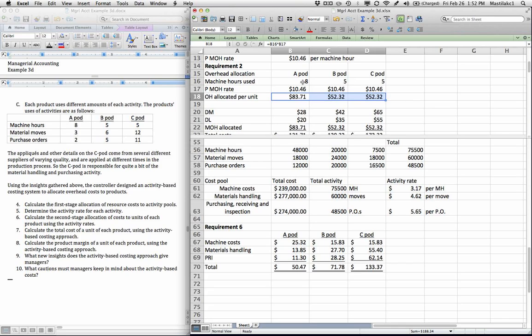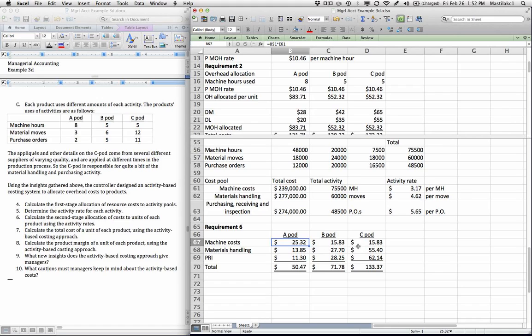Now what this method assumed is that all the overhead costs, which are all being allocated the same way, were used or consumed or dedicated to these 3 products in the same proportion that the machine hours were. And so this approach didn't allow the C pod to be considered more expensive because of the non-machine related resources that it consumes. The activity-based costing approach does recognize, if we look at the machine cost line, that the B pod and the C pod use fewer machine hours than the A pod.